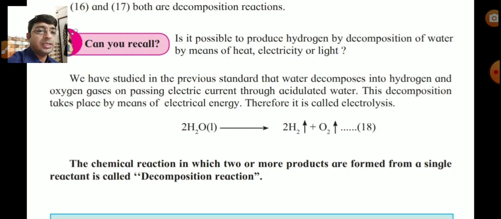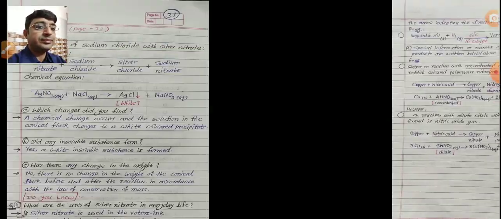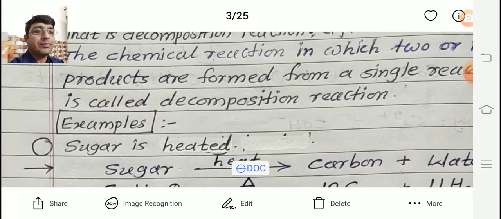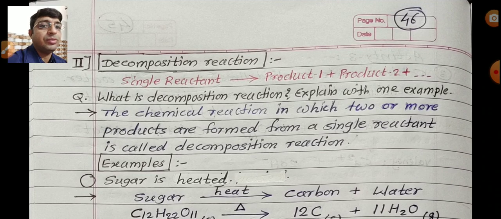What is the answer? The chemical reaction in which two or more products are formed from a single reactant is called a decomposition reaction. So all these reactions I am showing on one paper. See here, the question in short form I am showing here. Decomposition reaction means a single reactant but two or more products. So product 1 plus product 2 plus more than two products. The question is asked this way. What is a decomposition reaction? Explain with one example.